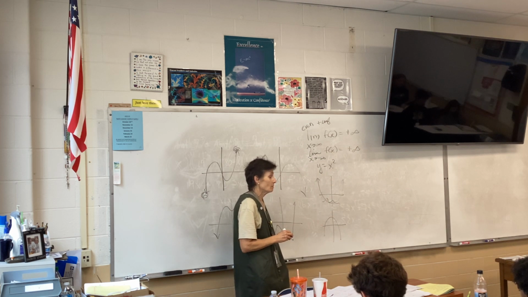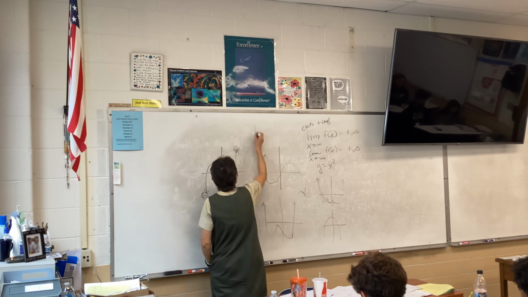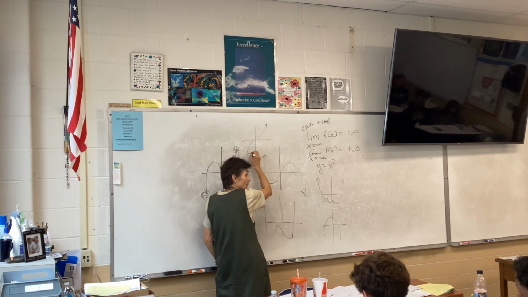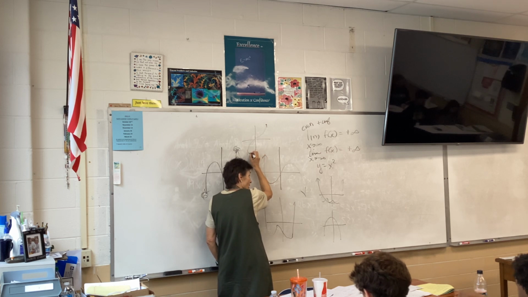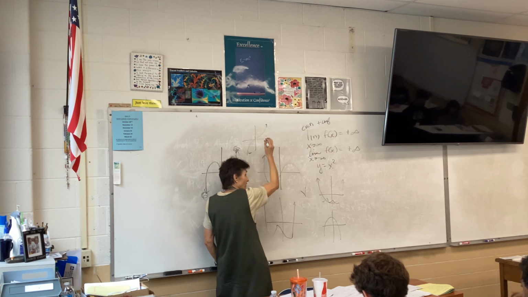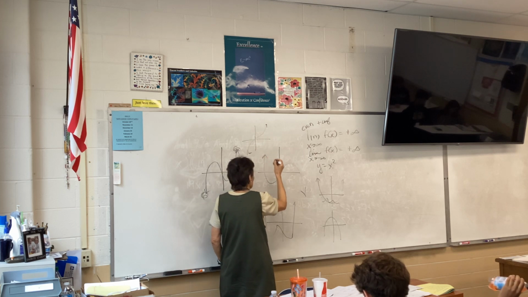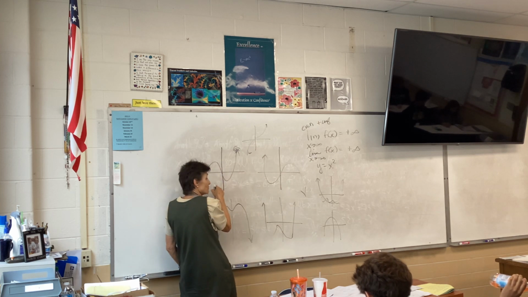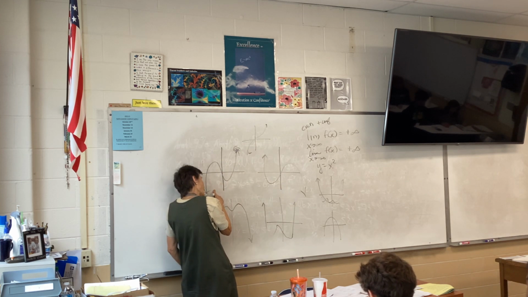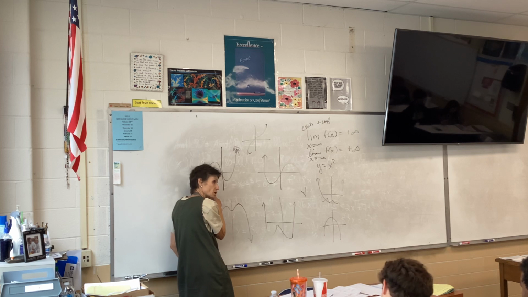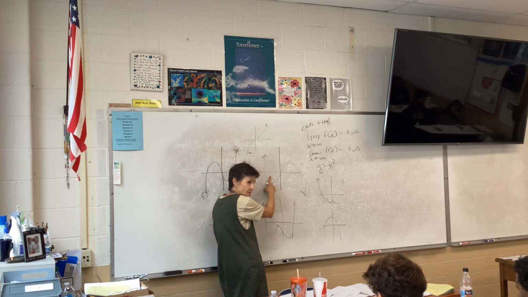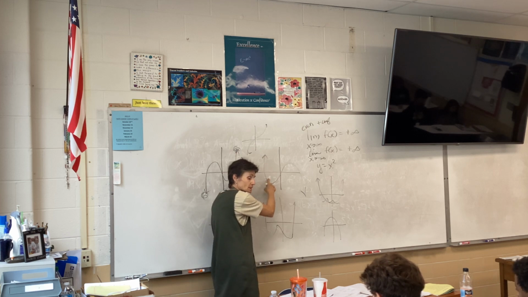And then think about your cubing function. Your cubing function does this. Every odd degree polynomial is going to behave like that. So if it's x to the 5th, x to the 7th, it's going to behave just like that. Unless you put a negative coefficient in front of it, and then it's going to behave like this, right? Okay.